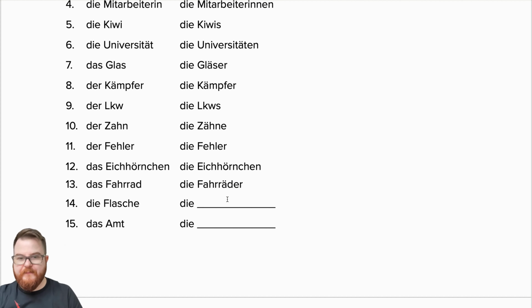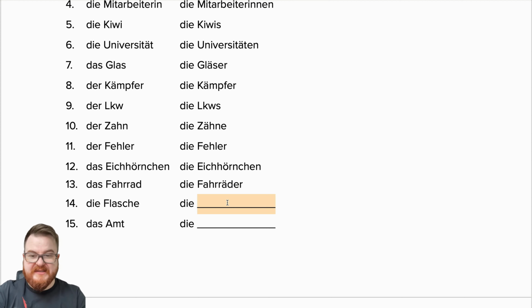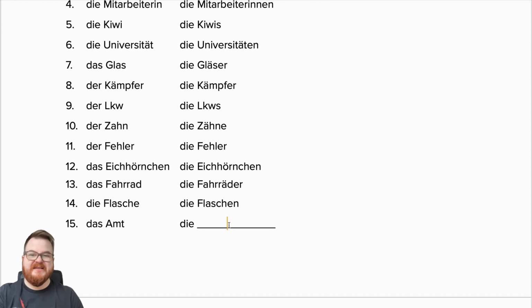Die Fahrräder. Now we have a feminine noun that ends in an E, so we're going to stick an N on the end. Easy peasy. Die Flaschen. Das Amt is a one-syllable neuter noun, so we know what that means, right? Umlaut and er. So it becomes die Ämter. Die Ämter. And that's it for today's video.